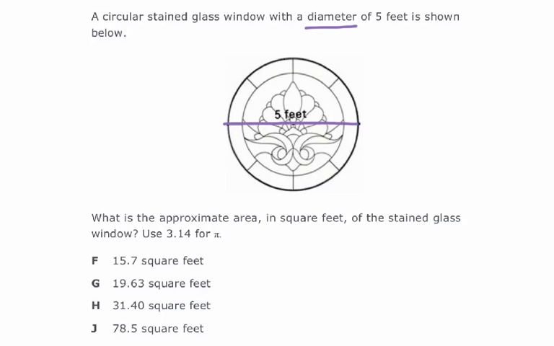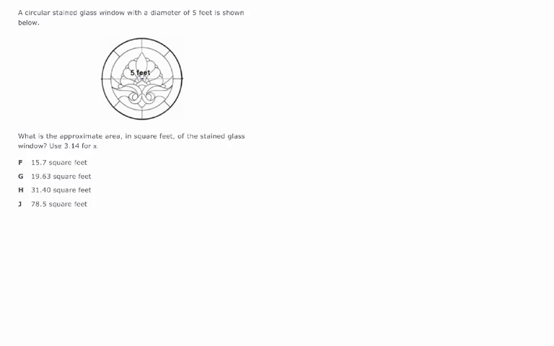It says, what is the approximate area in square feet of the stained glass window? Use 3.14 for pi. So they actually give us all the information. We don't need to go from there. So that's diameter. We actually need half of it. So I said they gave us the information. What they don't give us actually is the radius.